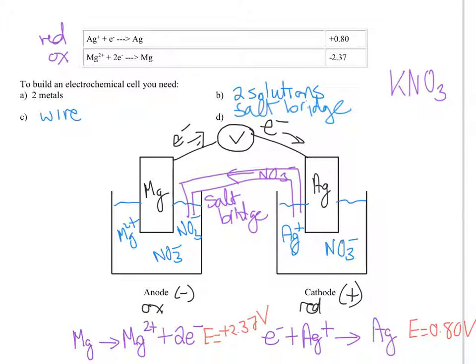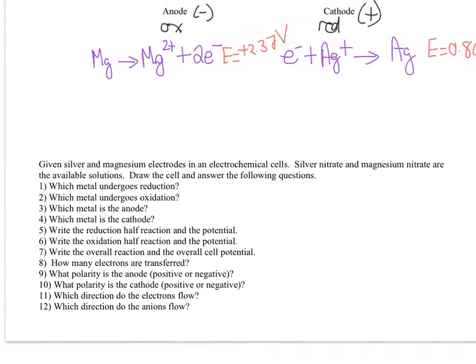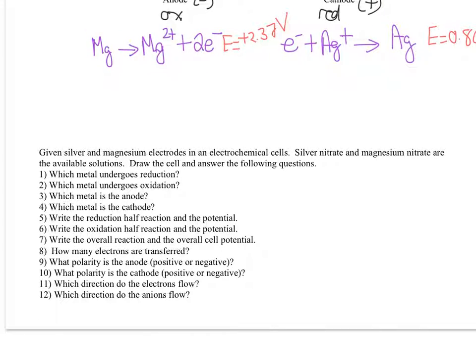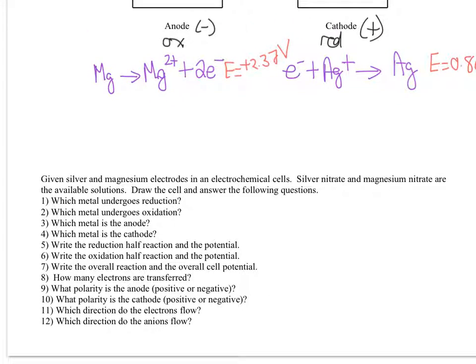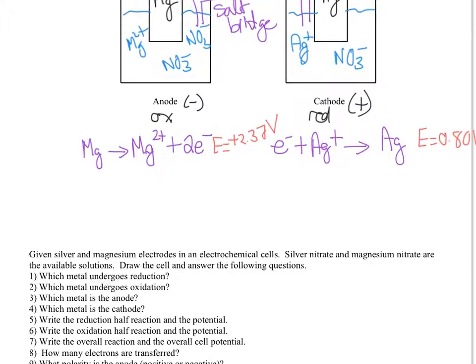So this is a picture of what is happening in that electrochemical cell or in that battery. Now you need to be able to draw this. You also need to be able to answer these 12 questions about an electrochemical cell. So let's try to answer those questions together. Number 1 says, which metal undergoes reduction? We said reduction happens at the cathode. That would be your silver.